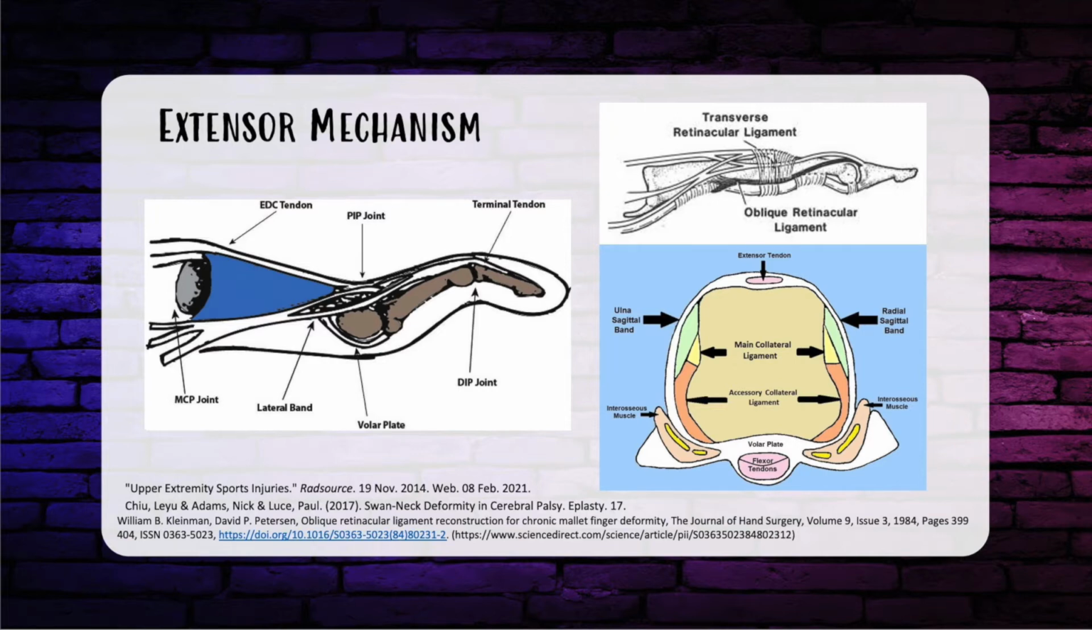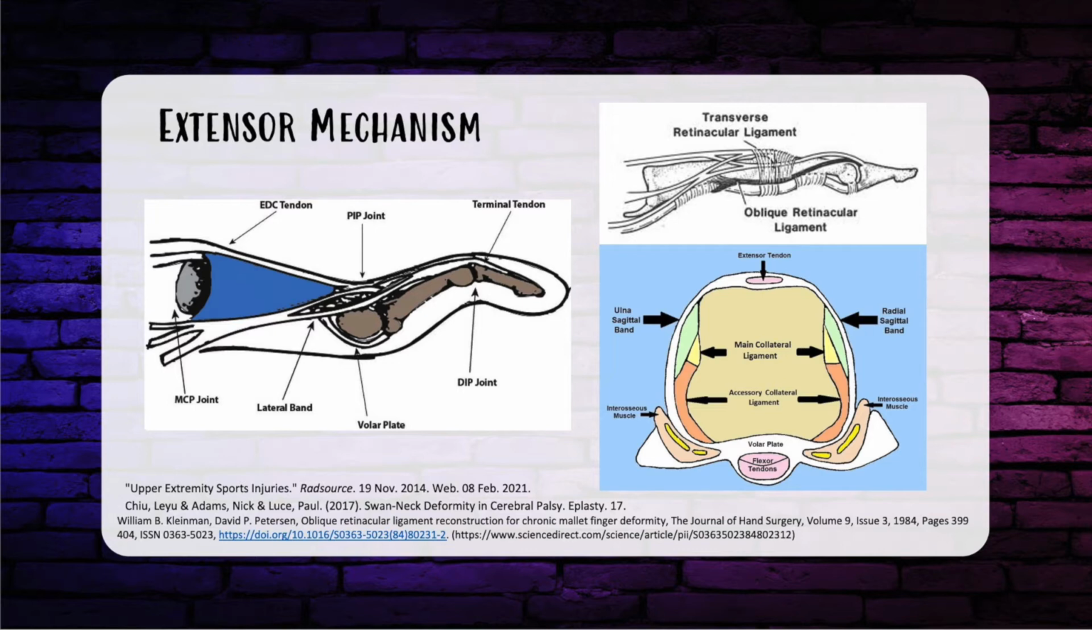Then the EDC trifurcates proximal to the PIP joint, with the central component becoming the central slip and the lateral components coalescing over the middle phalanx and continuing distally to become the terminal tendon. The lateral bands are maintained in position by the triangular ligament, which prevents volar subluxation during PIP flexion. And an injury to this would result in a boutonniere deformity.